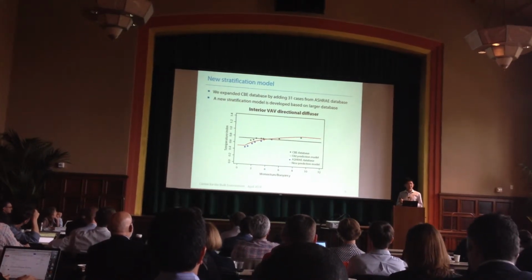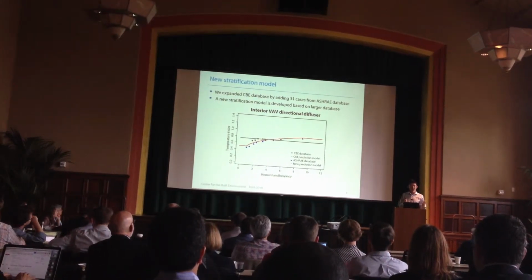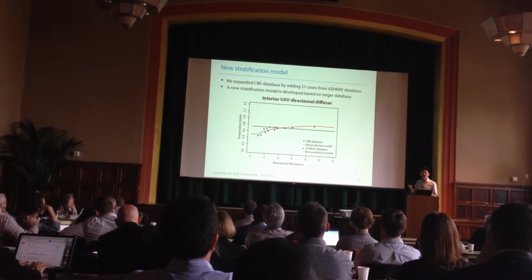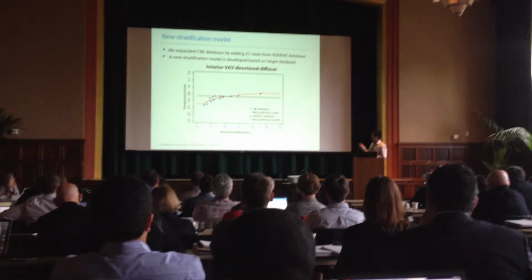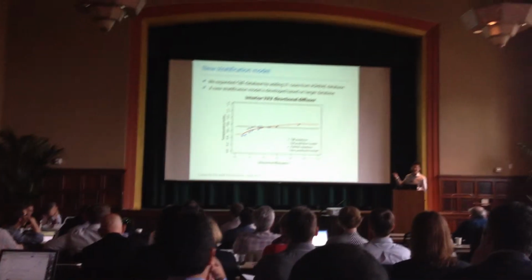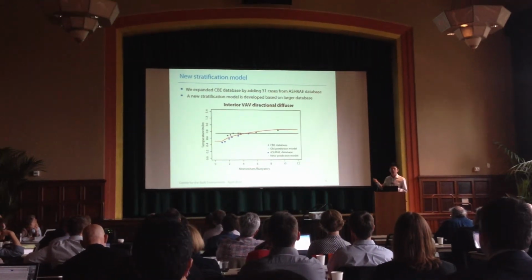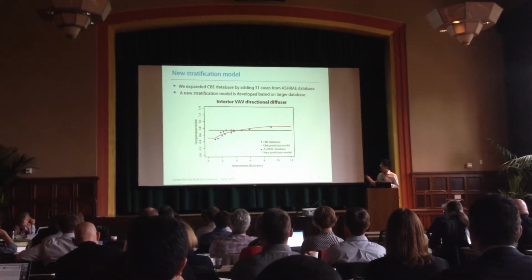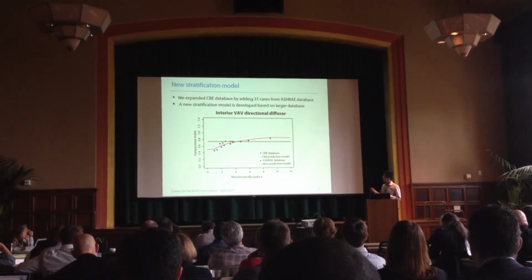As I mentioned, we extended the CBE database by adding the database from the ASHRAE. And based on this larger database, we developed a new stratification model. Here, taking the interior VV directional diffuser as an example. So this black line is the old model developed only based on the CBE database, which is the black dots. By adding the data from the ASHRAE database, which here shows as blue dots, we developed this red line as a new prediction model, which better describes the correlations of the thermal stratifications.